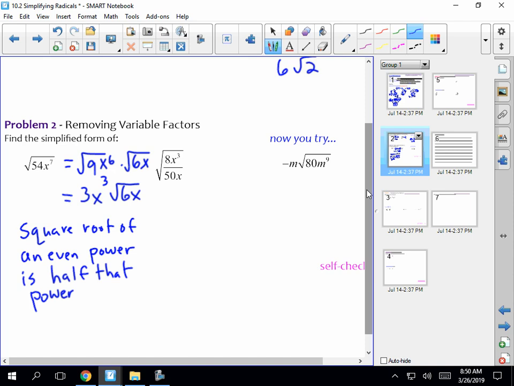All right, sometimes you can simplify first before doing what we did here. Like 8 and 50 are both even numbers. We could cut them in half. So you would have square root of 4 over 25. And then when it comes to the x to the 3rd over x to the 1st, this goes back to chapter 7. When you're dividing x's, what do you do with the powers?